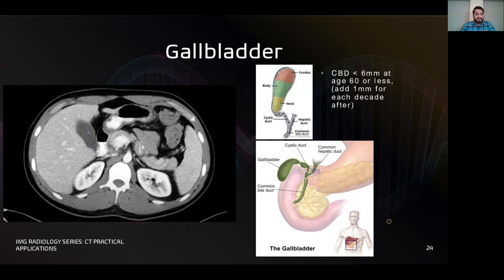So it should be less than 6 millimeters at around the age of 60 or less than 60. And then after that, for every decade, you can add on another 1 millimeter essentially.